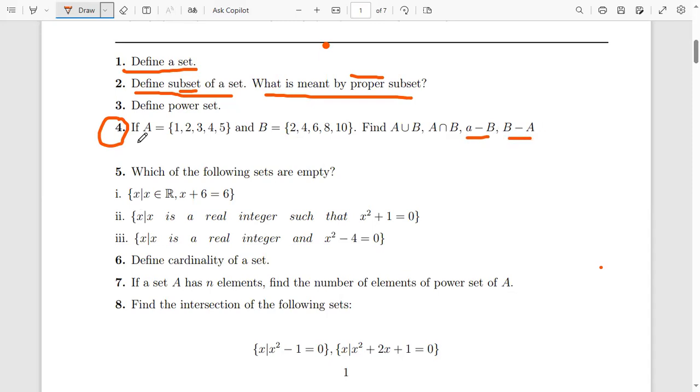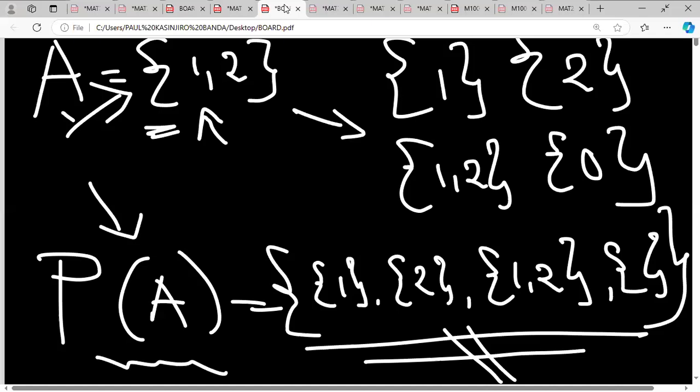So A is the set 1, 2, 3, 4, 5, and B is the set 2, 4, 6, 8, 10. Find the union, A union B. Then we are also told to find A intersection B. Then we are told to find A minus B, this should be a capital A, and B minus A. So let's get these 2 sets, and try to find the union, the intersection, and their differences.